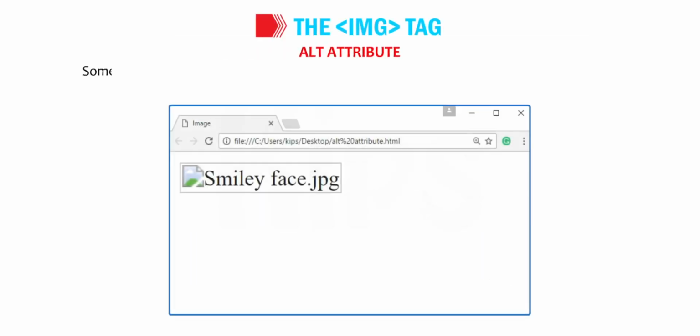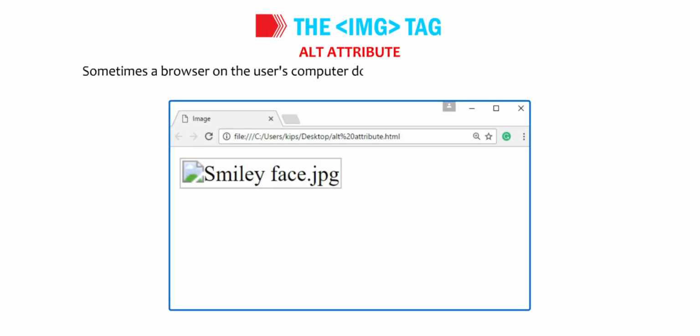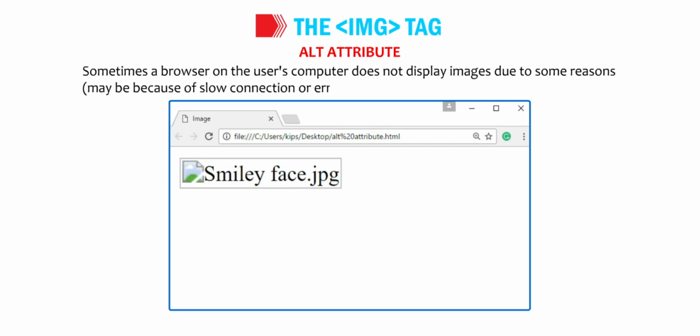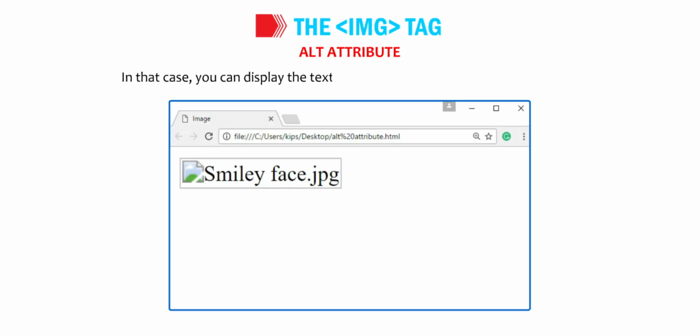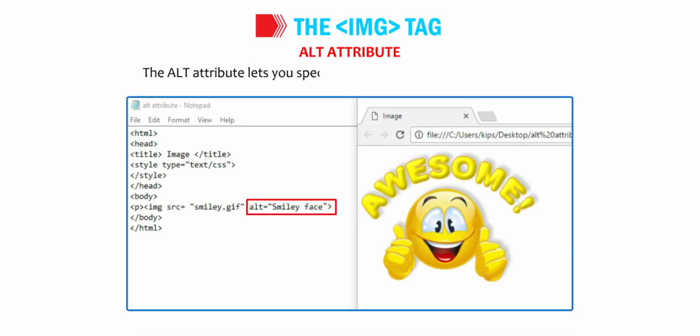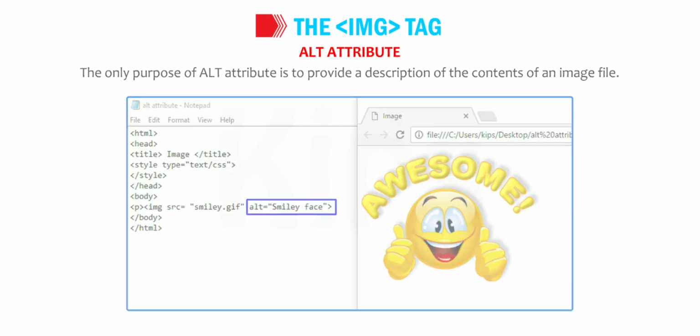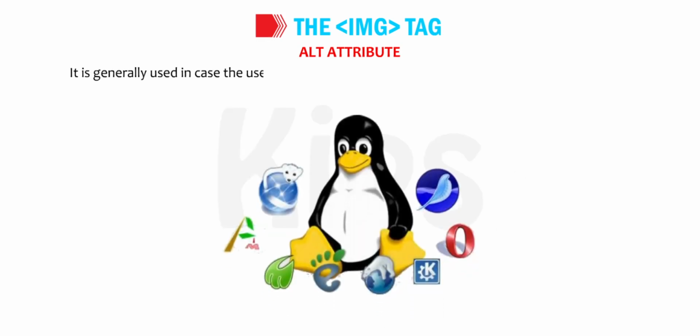Alt attribute. Sometimes a browser on the user's computer does not display images due to some reasons, maybe because of slow connection or error in the src attribute. In that case, you can display the text to provide a description about the image. The alt attribute lets you specify the text as an alternate to the image. The only purpose of alt attribute is to provide a description of the contents of an image file. It is generally used in case the user is having a text-based browser on his computer, such as Linux.